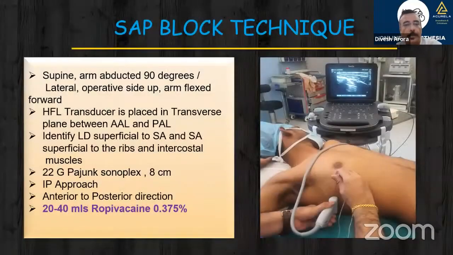So how do we actually do it? This block can be done in supine as well as lateral position. In this picture, I have shown you a supine position. The patient is placed supine with the arm abducted 90 degrees. It's a superficial block, so we need a high frequency linear transducer, placed between the anterior axillary line and the posterior axillary line. The aim is to identify latissimus dorsi, and we use a Pajunk needle, 8 centimeter, in-plane approach, anterior to posterior. It's a plane block, so we inject around 30 ml of ropivacaine 0.375%.